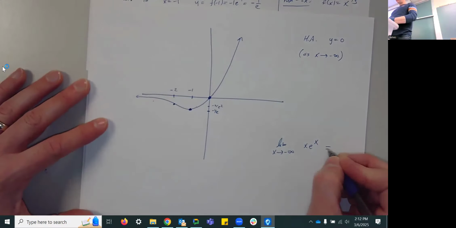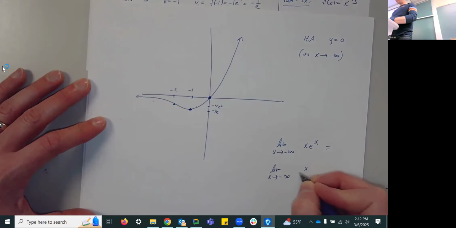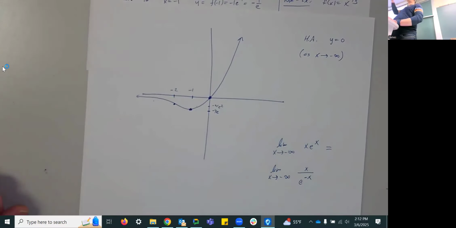I would much rather write this as the limit as x goes to -infinity of x over e to the -x. So on top, we have something that's getting negatively infinitely large. On the bottom, we have something that's getting positively infinitely large, because you have e to the negative infinity, which is e to the infinity. Okay, let me ask you all a question. Which function grows bigger? y equals e to the x or y equals x? Right, e to the x by miles.